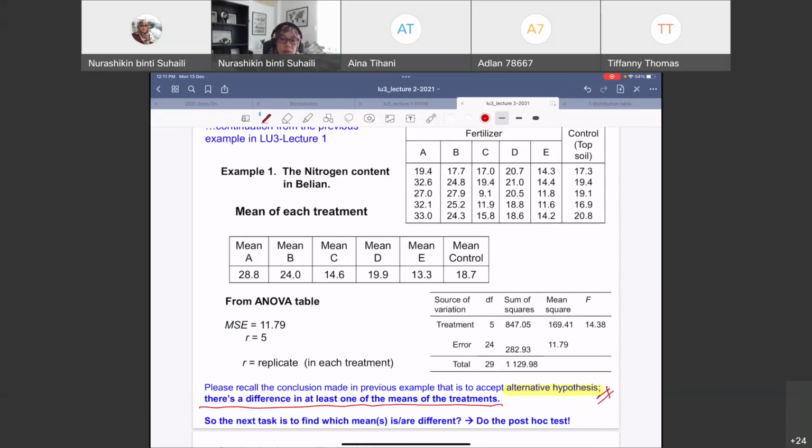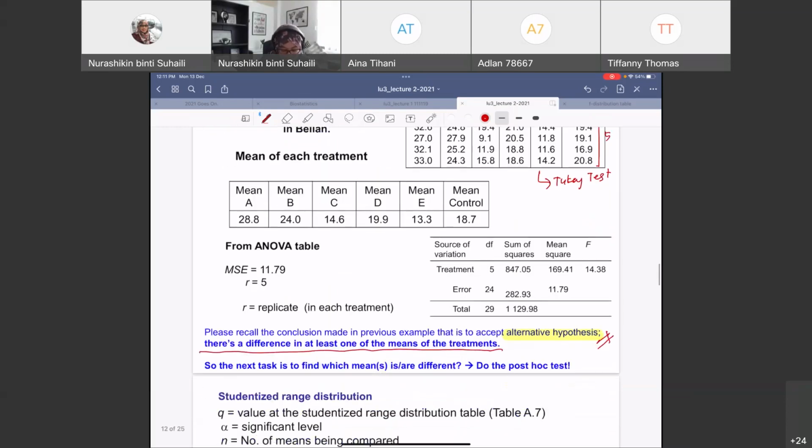So from here we know that we have to proceed with a post-hoc test. Between Tukey and Bonferroni, which one should be used? Here we see that the sample size is equal, 5 for every treatment, so we proceed with the Tukey test. Bonferroni also can be used, but remember that for the situation where the sample size is equal, the Tukey test is actually much better than Bonferroni. So for that reason, use the Tukey test.